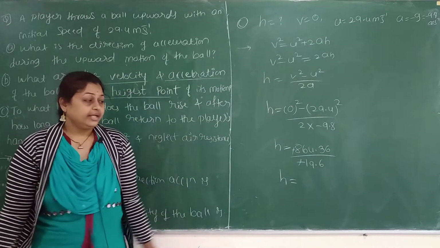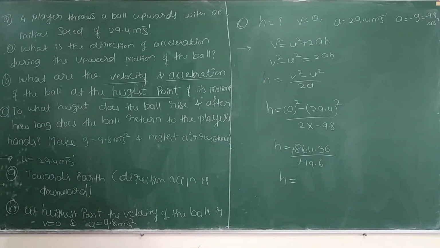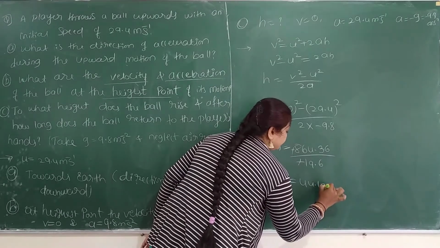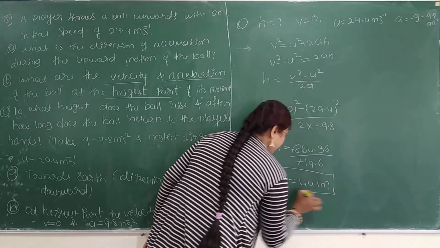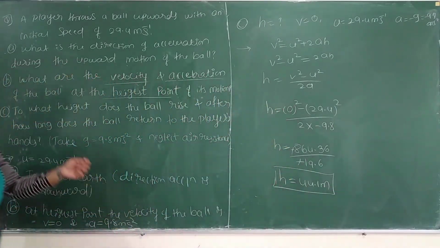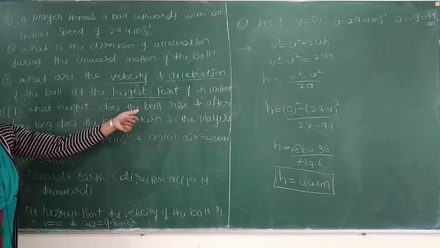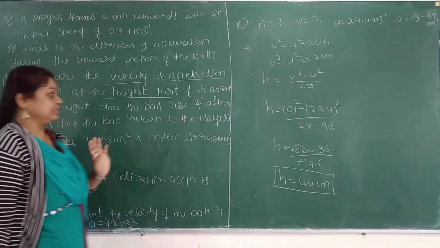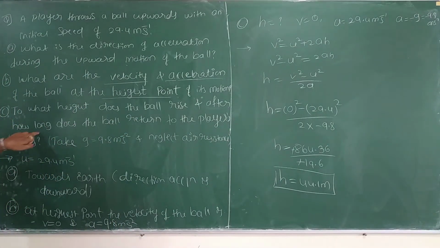Then h is equal to, just do it, 864.36 divided by 19.6. You will get the answer 44.1 meter. So this is the height. It's a half question. To what height does the ball rise? 44.1 meter. Now the next question: after how long does the ball return to the player's hand?